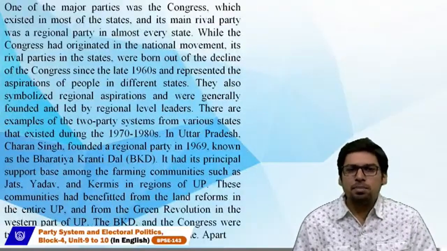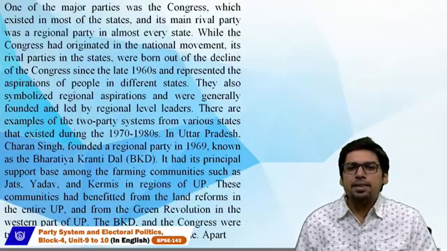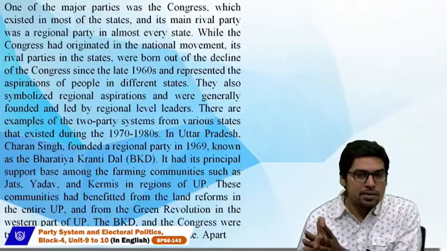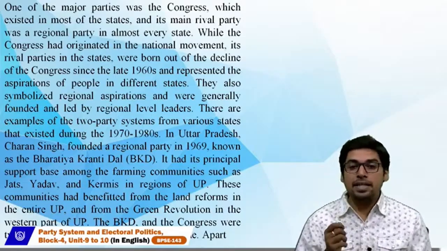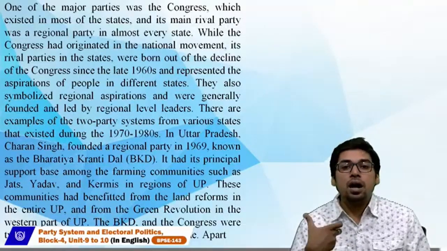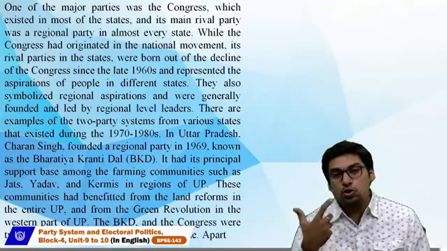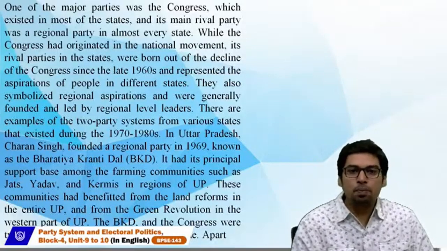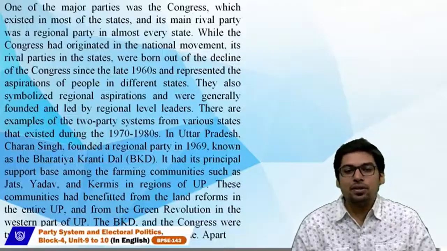They also symbolize regional aspirations, and were generally founded and led by regional level leaders. Basically, we can say state parties in Indian states are basically regional parties. Examples are DMK, Anna DMK, BSP, SP, Aam Aadmi Party, or Biju Patnaik Party, etc. There are examples of two-party systems from various states existing during the 1970s to 1980s.